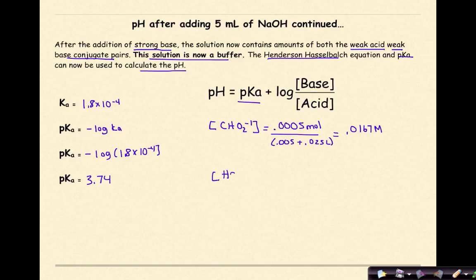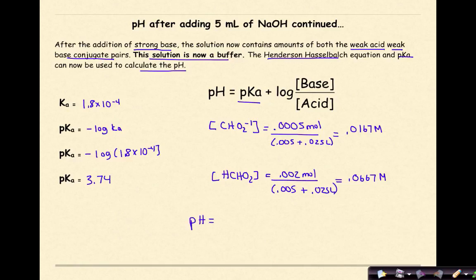Now I'm going to do the same thing for my acid. So HCHO2. After the addition, I only have 0.002 moles of my acid remaining. And just like I wrote before, I originally had 5 milliliters of my base and 25 milliliters of my acid. So if I add those together and work out the math, I get my concentration as 0.0667 molar.